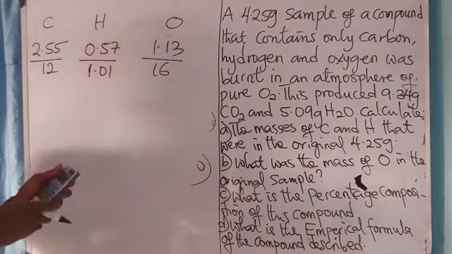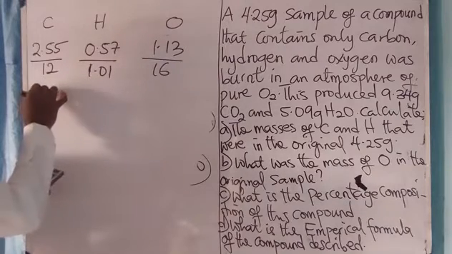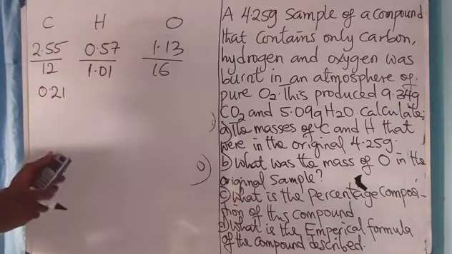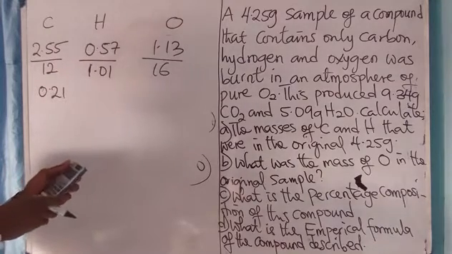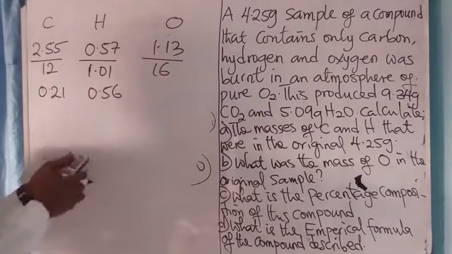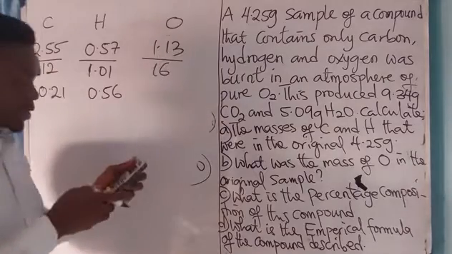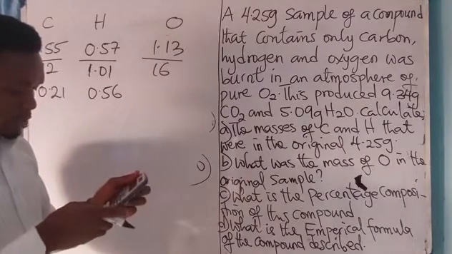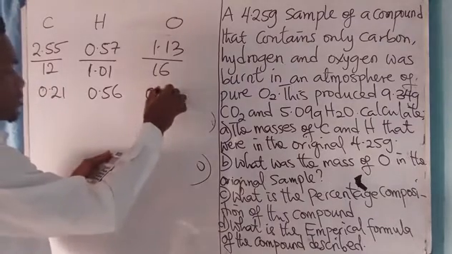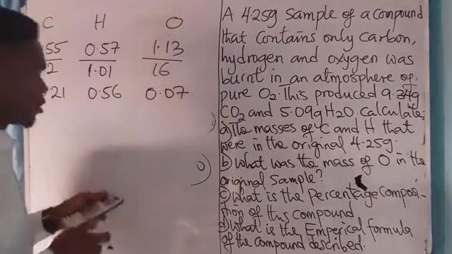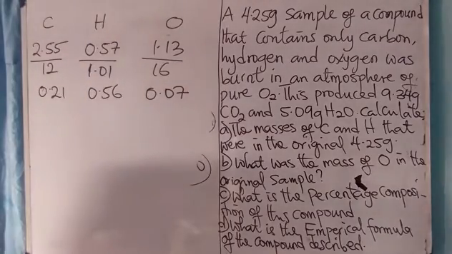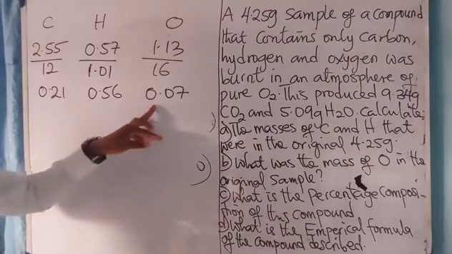Alright, so you see, 2.55 divided by 12, I'll have 0.21. Then I have 0.57 divided by 1.01, I'll have 0.56. Then the next one is this one. I have 1.13 divided by 16 equals 0.07. Alright, so the next thing is to divide by the least value, and the least value here is 0.07.